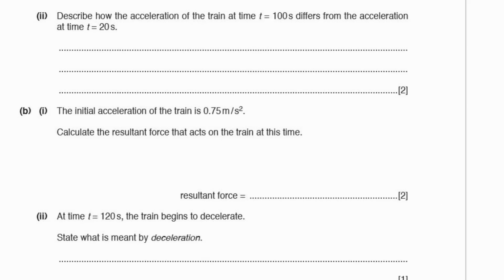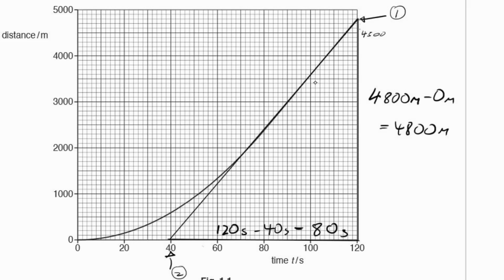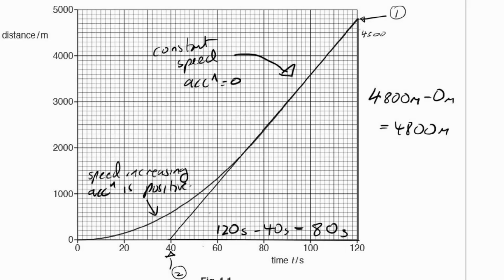Right. Part 2. Describe how the acceleration of the train at time t equals 100 seconds differs from the acceleration at time t equals 20 seconds. Okay, let's draw up the graph again. Now let's look at what we can see. We can see here a straight line graph at the top. And that straight line means constant speed. And because it's a constant speed, the acceleration equals 0. Here, it's a curve, so that means the speed is increasing. And that means that the acceleration exists, and it's positive. There we go.